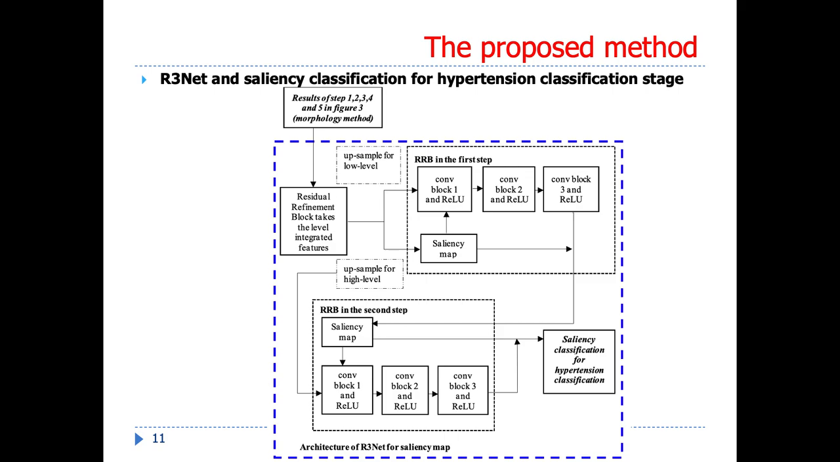And the second step is similar to the structure of the first step. The saliency map and the other result of the high level are the input for the 3 blocks of convolutional and ReLU. And the synthesis at the end is the saliency classification for hypertension classification. That's all the steps in our model.